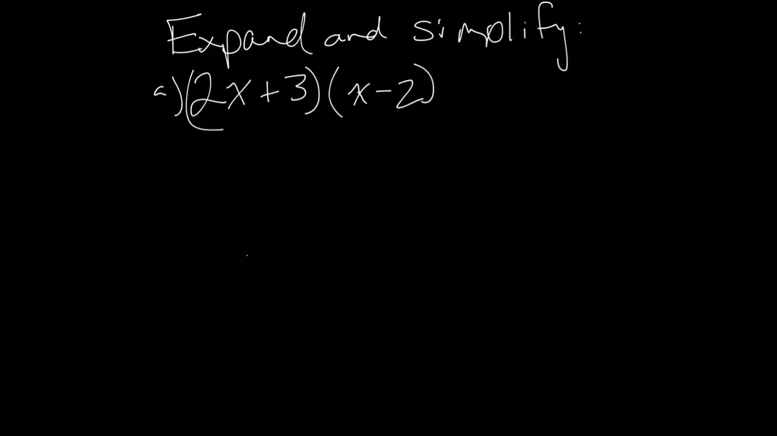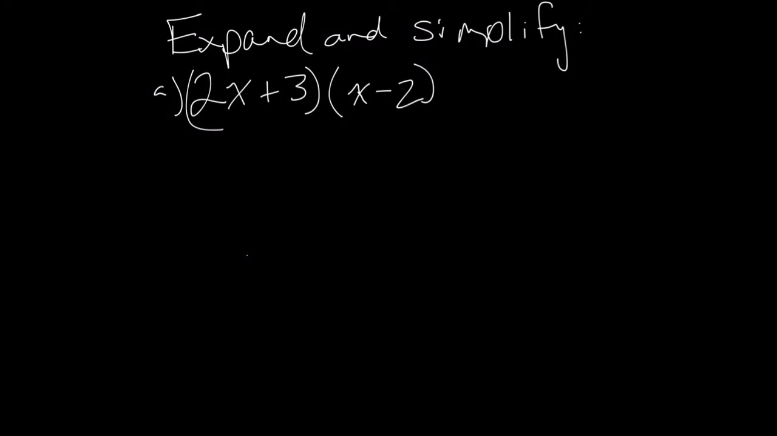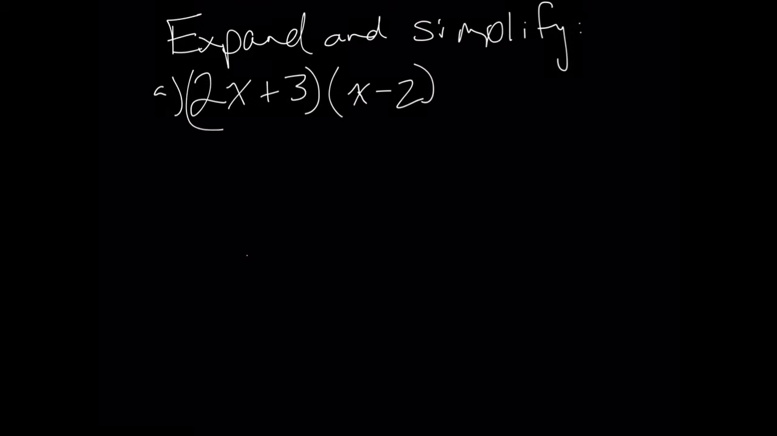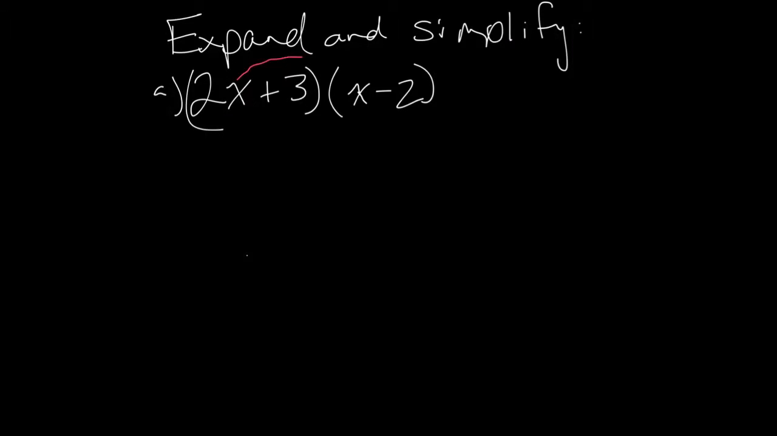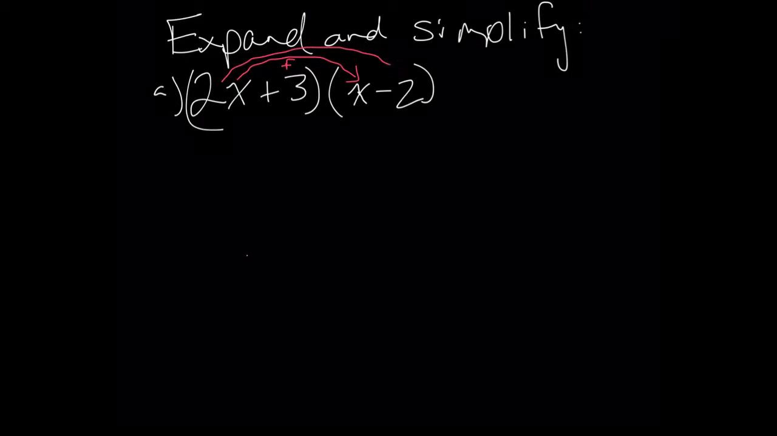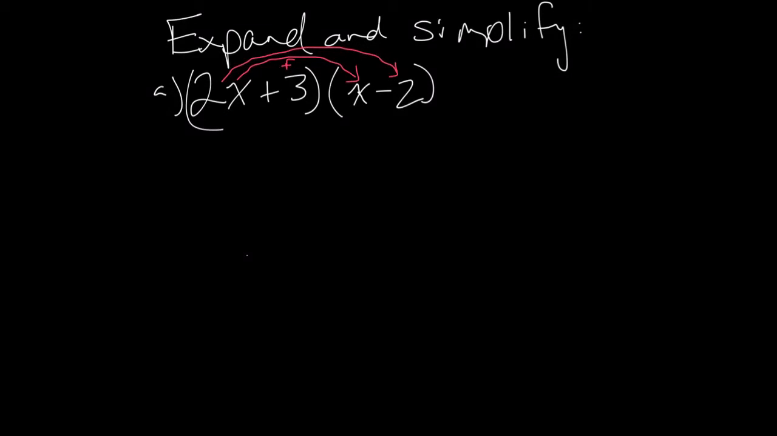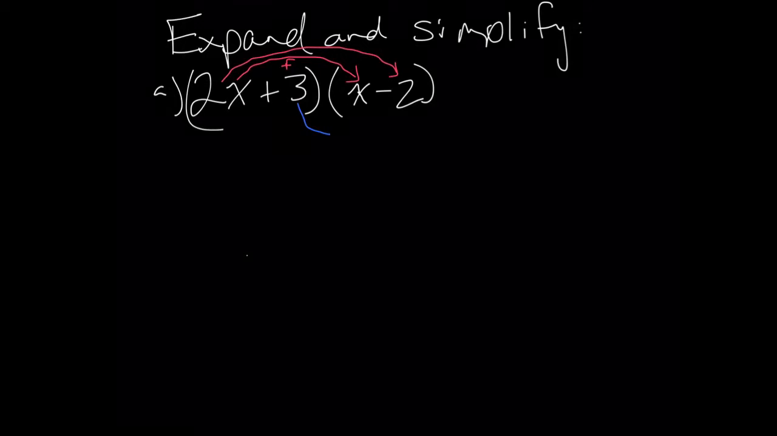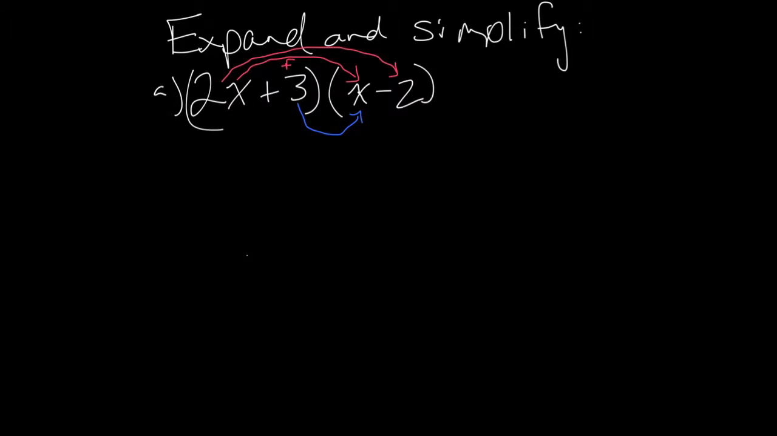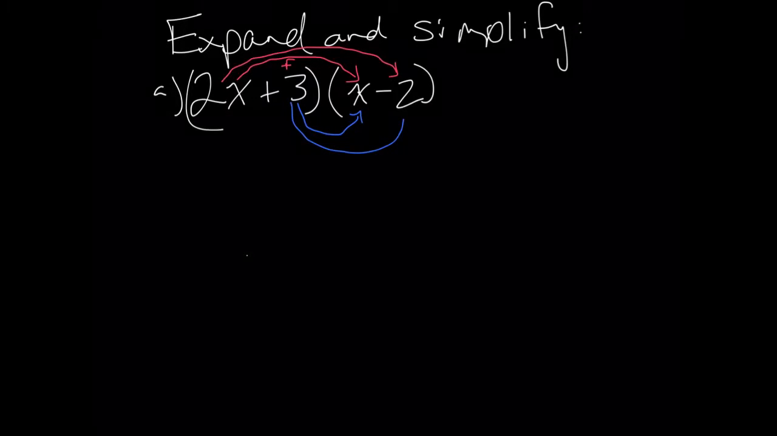Alright, so you recall from the other day that we can use FOIL to expand and simplify. So the first thing I'm going to do is the first term times the first term. That's going to give me my F of FOIL. Then I'm going to do the outside term, so that's going to be 2x times 2. Then I'm going to do the inside terms, which is 3 times x. And I'll do the last terms, which is 3 times negative 2.